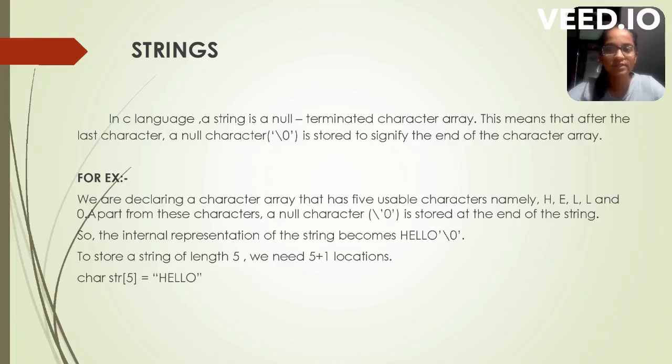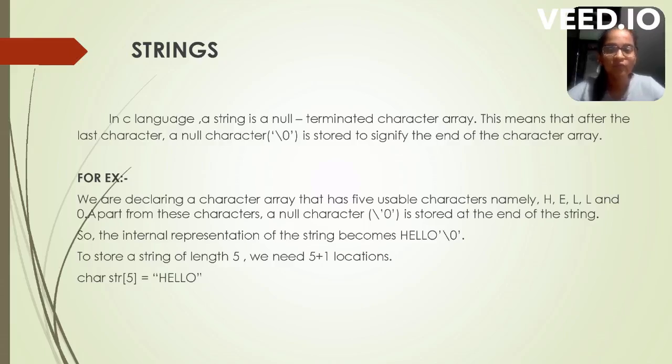So let us look over a string. Here a string is nothing but a collection of characters or a group of characters. So in the C language, a string is a null terminated character array. This means that after the last character, a null character, \0, is stored to signify the end of a character array or a string.